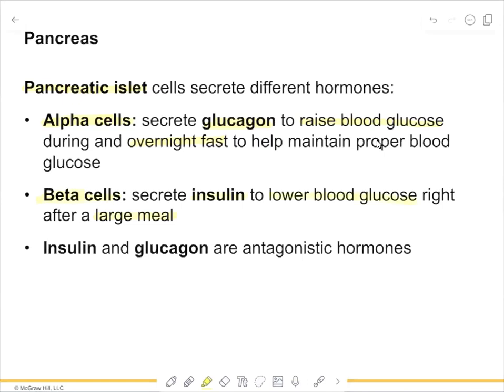It lowers blood glucose. So the two hormones, insulin and glucagon, are antagonistic hormones. And remember, we heard about another group of antagonistic hormones, which was calcitonin and parathyroid hormone. These are going to cause opposite effects as well. So insulin lowers blood sugar, glucagon raises blood sugar.